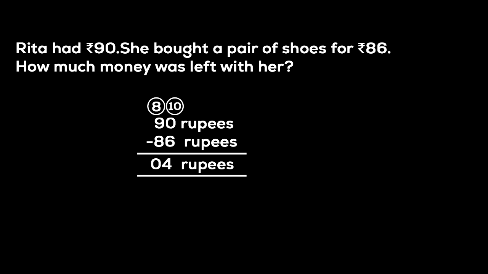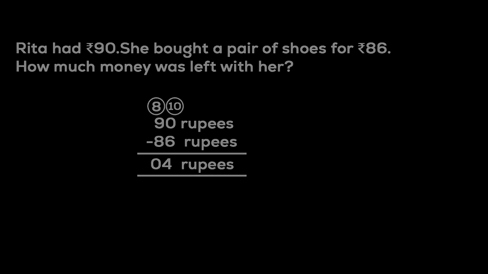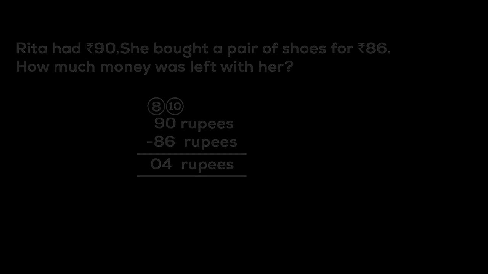So how much money in total did Rita have now? She is now left with only rupees 4. Answer to problem number 4 is 4.